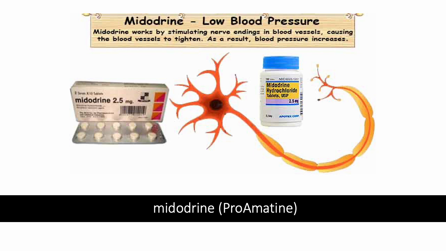Our next drug, midodrine or ProAmatine, is an alpha-1 adrenergic receptor stimulator. It works by constricting arterioles and veins that result in peripheral vasoconstriction, which will then increase your blood pressure. We use this for patients with symptomatic orthostatic hypotension.